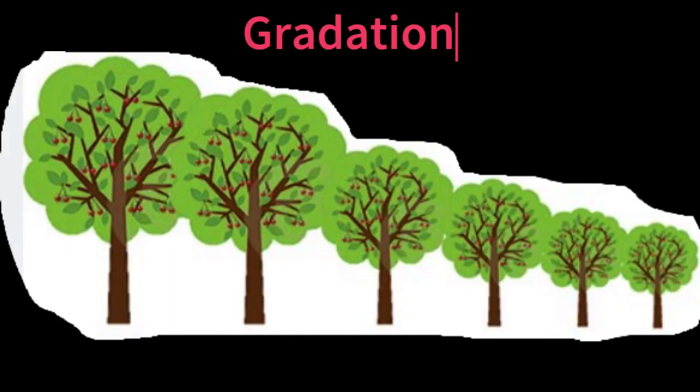In gradation, an element is repeated with gradual changes in its characteristics. For example, a row of round form that gradually becomes smaller.